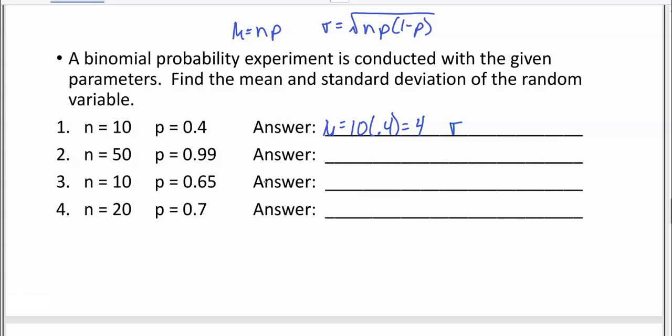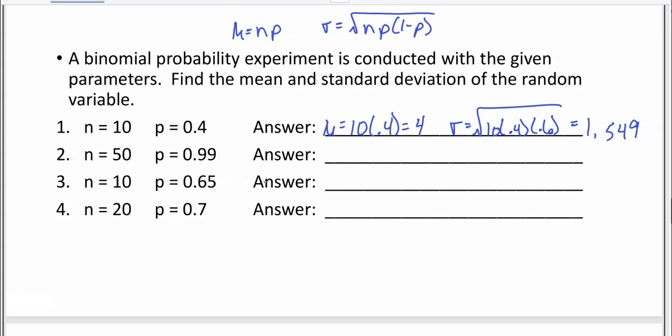And the standard deviation would be the square root of n times p times 1 minus p. 1 minus 0.4 is going to be 0.6. I'm just going to type that in the calculator just like that: square root of 10 times 0.4 times 0.6. And I get about 1.549. I'll go 3 decimal places there. So let's do one more of those.